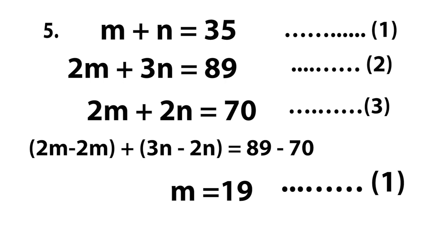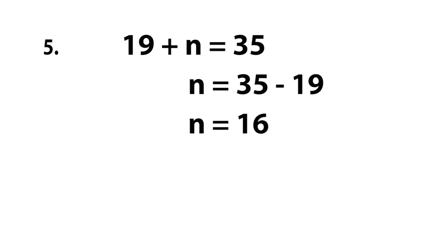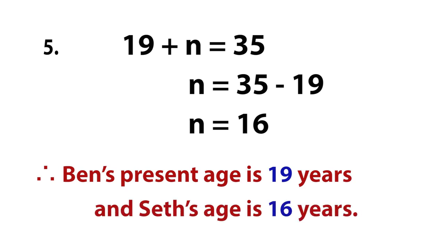Now, to find the value of n, we have to substitute m is equal to 19 into equation 1, or any of the equations, but let's choose 1 for easy working. And so we have 19 plus n is equal to 35. And solving for n, we have 35 minus 19, and n is equal to 16. Therefore, Ben's present age is equal to 19, and Seth's age is 16. In other words, Ben's present age is 19 years, and Seth's age is 16 years.